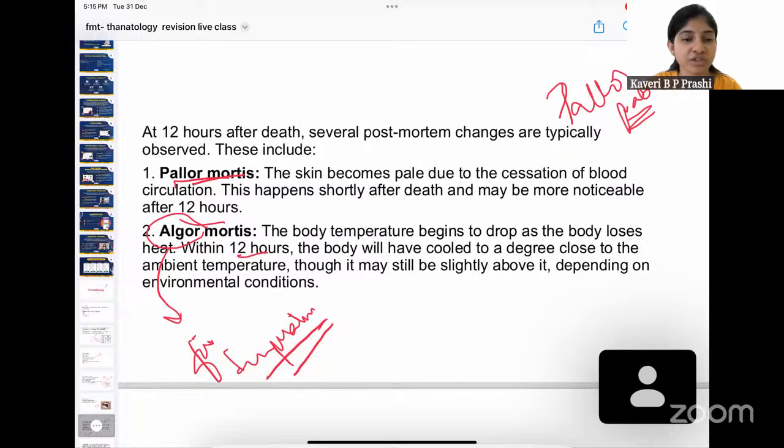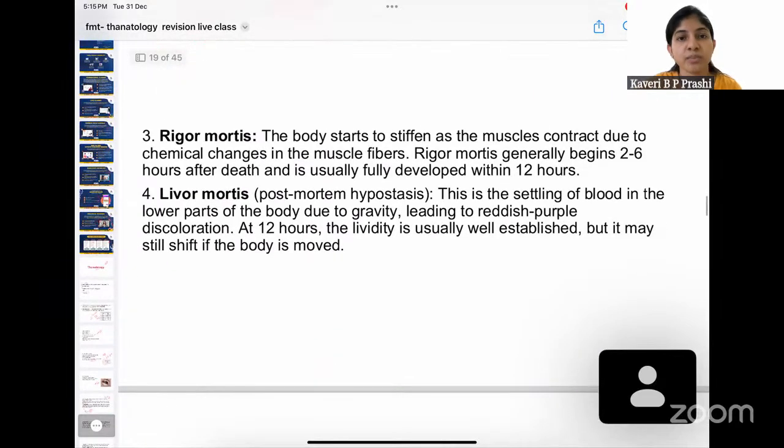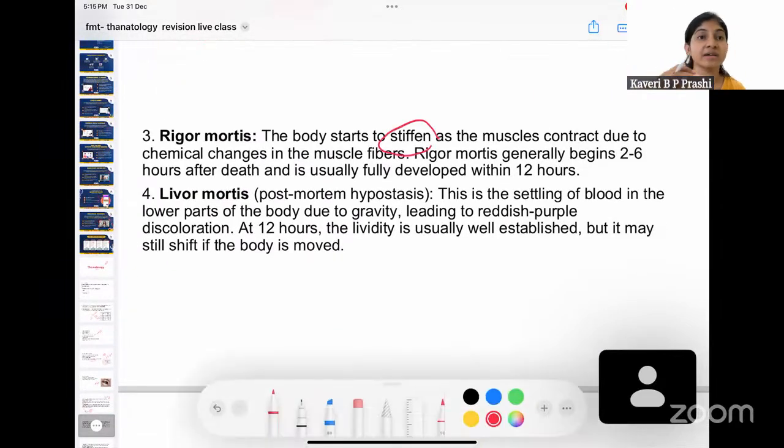Let's see what are the other changes. We have rigor mortis. The body starts to stiffen. Rigor, rigorous, what is it? Stiffening as the muscles contract due to chemical changes in the muscle fiber. This also is going to start 2 to 6 hours after death, but it is going to be fully developed at 12 hours.